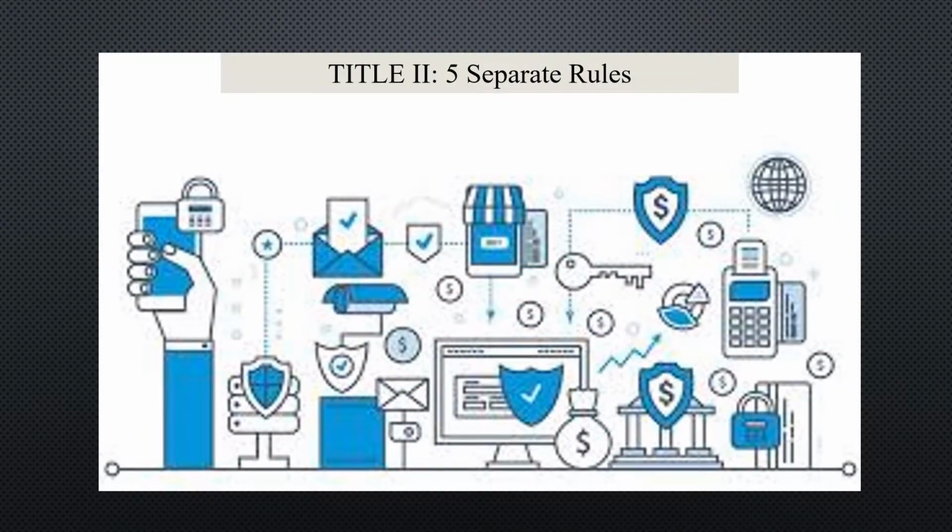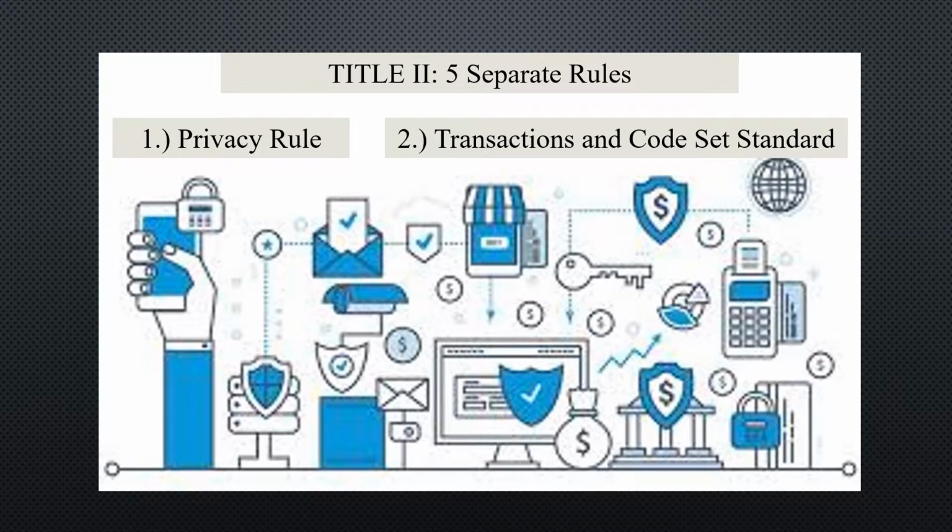Known as the Standards for Privacy of Individual Identifiable Health Information, the Privacy Rule establishes national standards to protect patients' health information. According to Transactions and Code Set standards, healthcare organizations must follow a standardized mechanism for electronic data interchange in order to submit and process insurance claims.